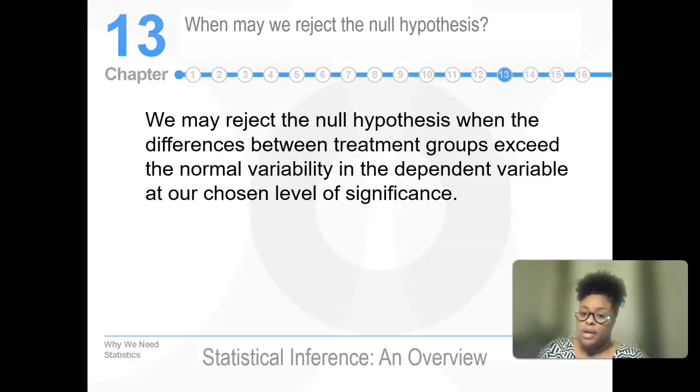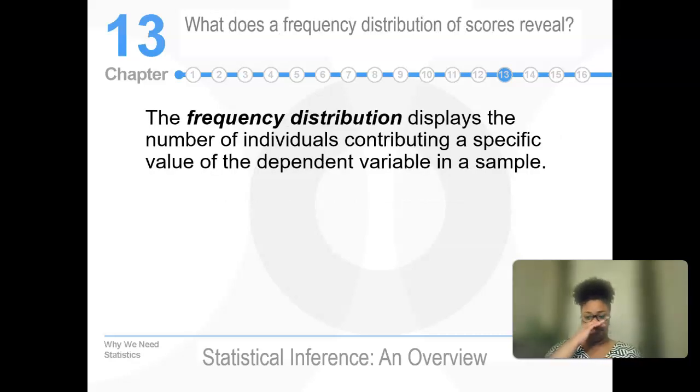We may reject the null hypothesis when the differences between the treatment groups exceed the normal variability in the dependent variable at our chosen level of significance. So if we reject, or if you see a higher level, this means that there's no level of significance, or reject the null hypothesis and state that there is a significant difference between the variables.